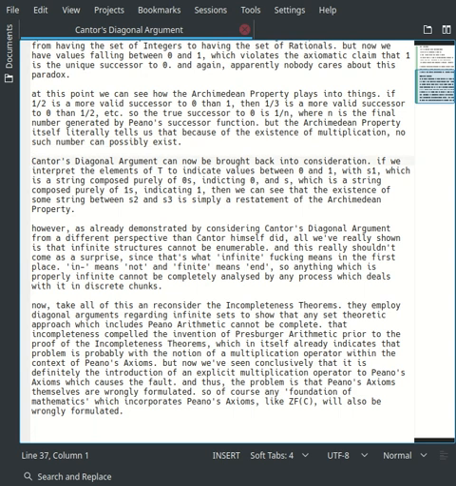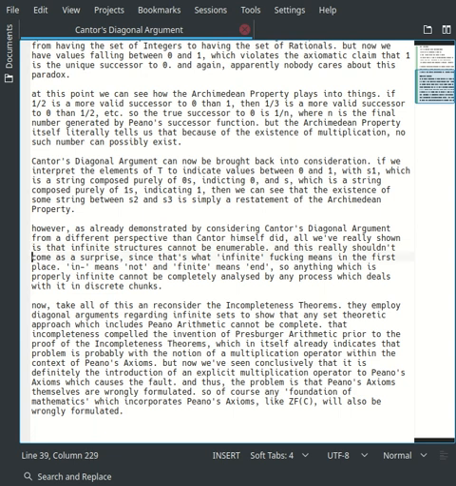Cantor's diagonal argument can now be brought back into consideration. If we interpret the elements of t to indicate values between 0 and 1, with S1 being a string composed entirely of zeros, indicating 0, and S being a string composed entirely of 1s, indicating 1, then we can see that the existence of some string between S2 and S3 is simply a restatement of the Archimedean property. However, as already demonstrated by considering Cantor's diagonal argument from a different perspective than Cantor himself did, all we've really shown is that infinite structures cannot be enumerable.